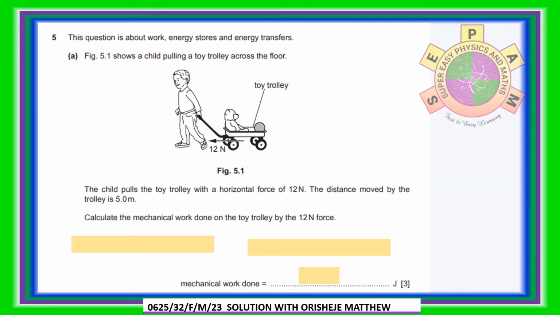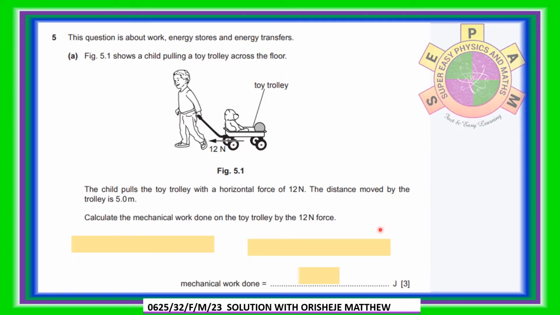Question 5. This question is about work, energy stored, and energy transferred. 5.1, figure 5.1 shows a boy pulling a toy trolley across the ground. The horizontal force that is pulling it is 12 Newton, and he pulled it through a distance of 5 meters. Calculate the mechanical work done on the toy trolley by the force of 12 Newton.